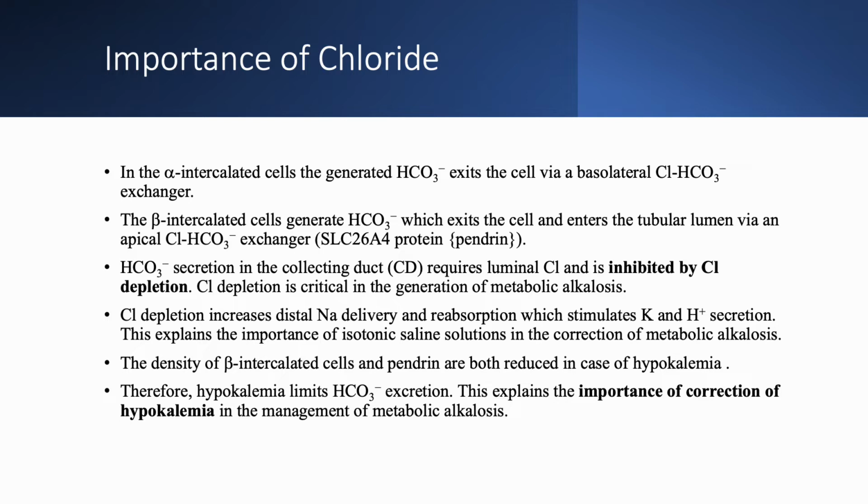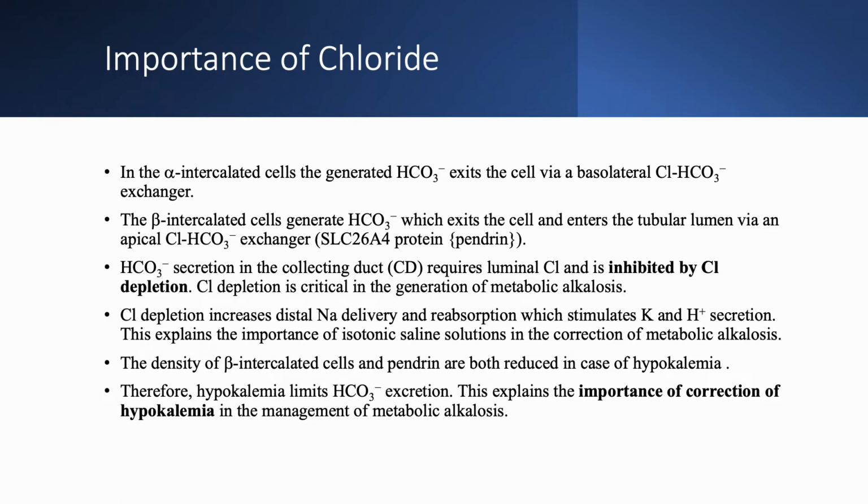Now, if you have chloride depletion, this mechanism is inhibited, and that explains why, if you have chloride depletion, you are going to have persistence, maintenance of metabolic alkalosis. So, when you have chloride depletion, you are going to increase distal sodium delivery and reabsorption of sodium, because the kidneys are going to sense low volume. They're going to sense dehydration. Now, this sensation of low volume is going to stimulate aldosterone, and this will stimulate potassium and hydrogen secretion. This is the opposite of what you want. You want chloride to be exchanged in favor of bicarbonate.